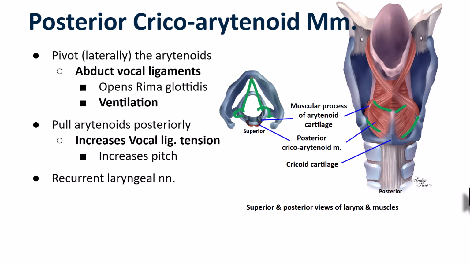Now, as a result of this, they also slightly pull the arytenoid cartilages posteriorly, and this does increase vocal ligament tension, so it will increase pitch, but the folds are out of position for phonation, and so it really is only going to help produce a high-pitched sound during ventilation. So if you think of this sound, someone drawing in breath, that's complements of a posterior cricoarytenoid muscle, also innervated by the recurrent laryngeal nerves.